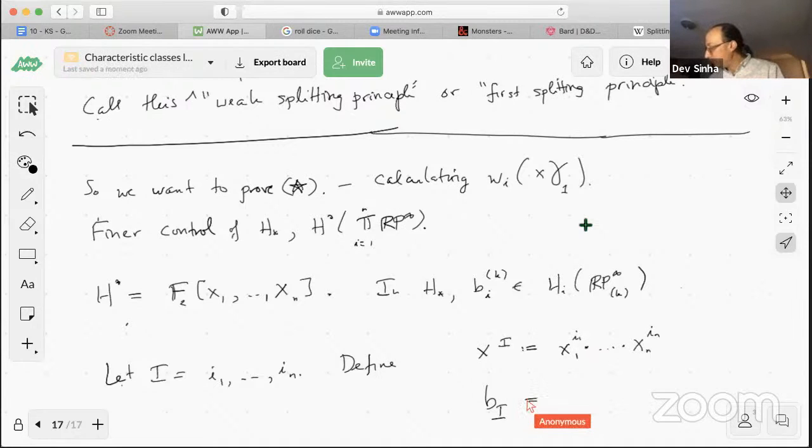So I've got b_{I1}, that's like an RP^{I1} on the first factor, and we'll use the cross symbols. Could also use tensor, I suppose. Yeah, maybe I'll use tensors, through b_{In} on the nth factor. And Künneth implies these are Kronecker dual.